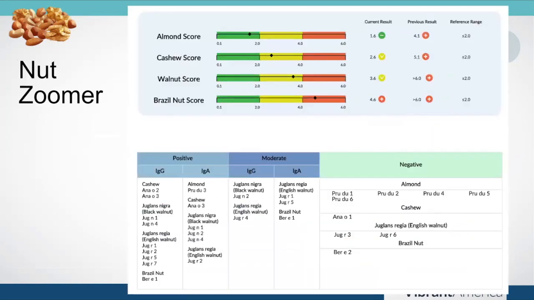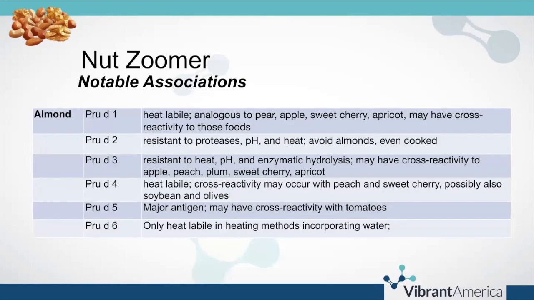So here we have a result of what you might see come up on a nut zoomer, and some associations to be aware of. So again, with some of these, very similar to the way proteins in eggs can be stable in heat, low pH, as well as enzymatic hydrolysis, you may see those same types of situations with these nuts. Almonds are heat labile, which means they break down in high heat conditions.